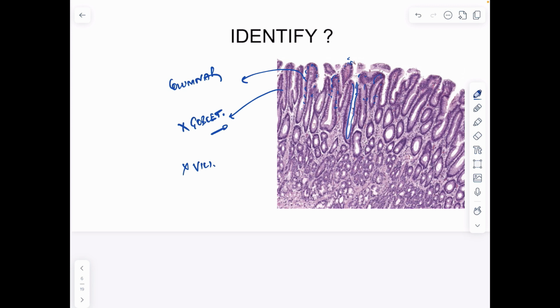And there is a presence of the gastric glands, consisting of the chief and the parietal cells. So the gastric glands are also present. Hopefully you have identified that this is nothing but the feature of a normal stomach mucosa.